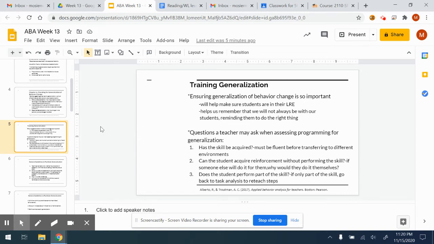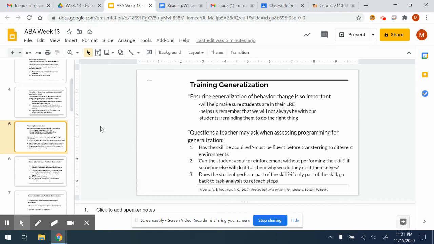It also helps us remember that we are not always going to be with our students, reminding them to do the right thing, prompting them, kind of guiding them along. We have to think of the big picture in that someday we are not going to be right by their side, helping them, guiding them, nor will their parents.